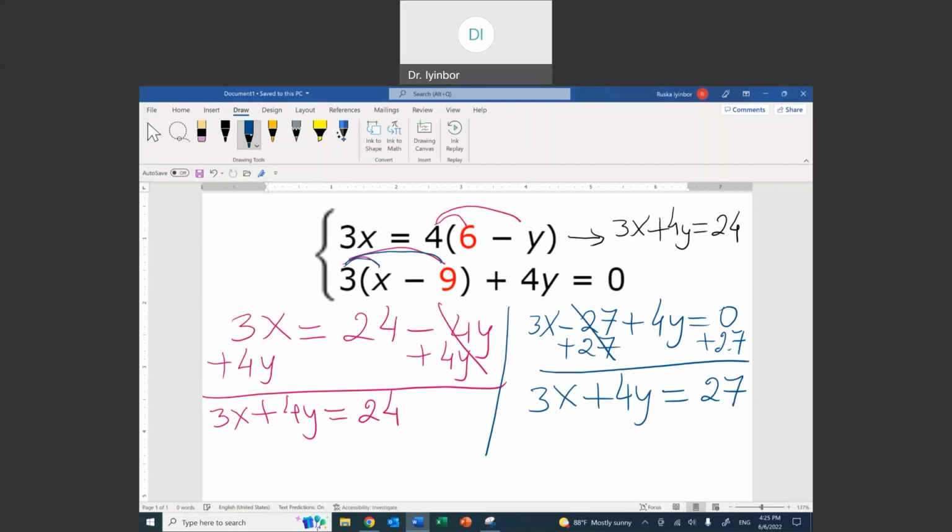So the second equation is 3x plus 4y equals 27. So this is my system. So now I'm going to enter that system when I go to my calculator, press second, then enter. And then I'm going to enter 3 in front of the first x, 4 in front of the first y, equals 24. And then do the same, 3 in front of x, 4 in front of y, equals 27.